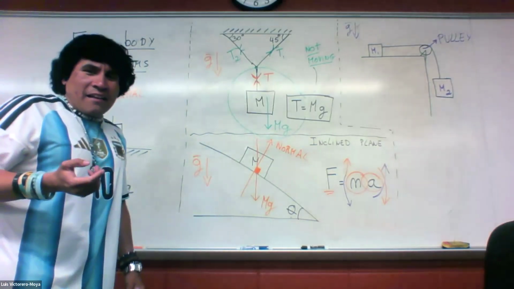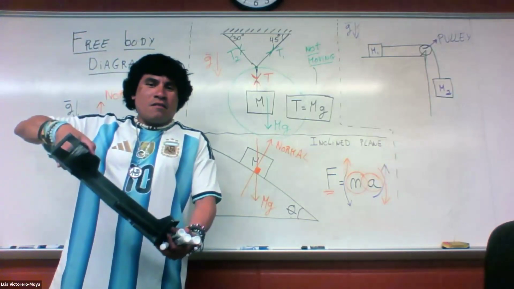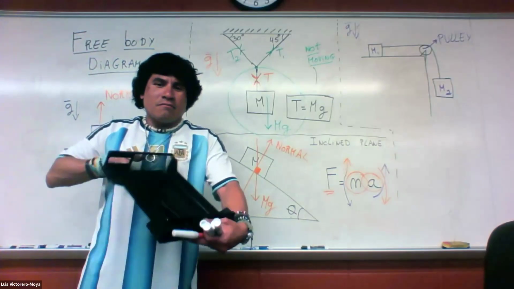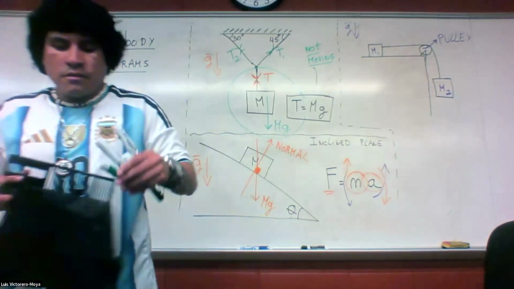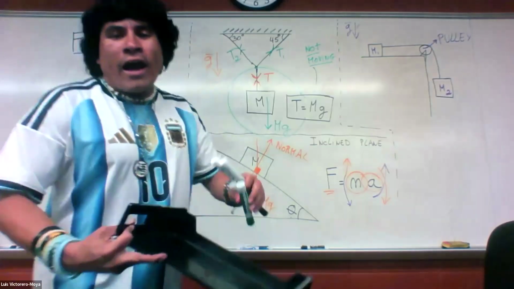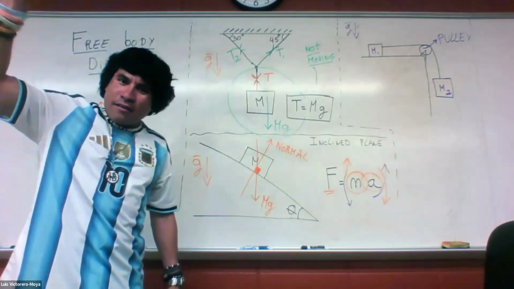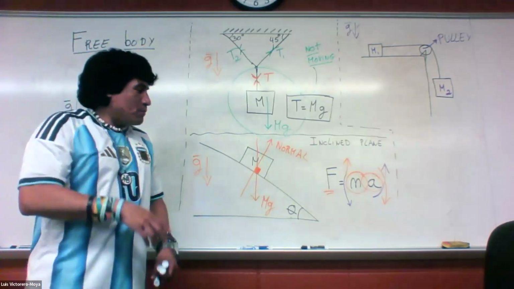So in a real case, the mass will accelerate, right? I put that in here. Let's do something else. So why do objects fall on an inclined plane?